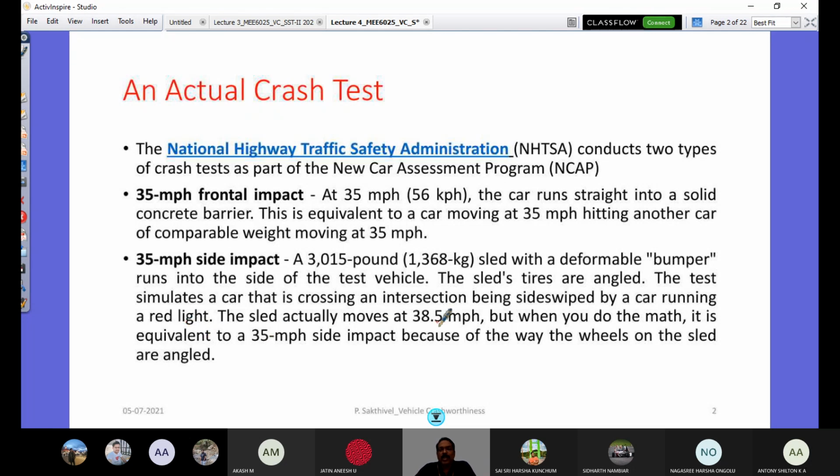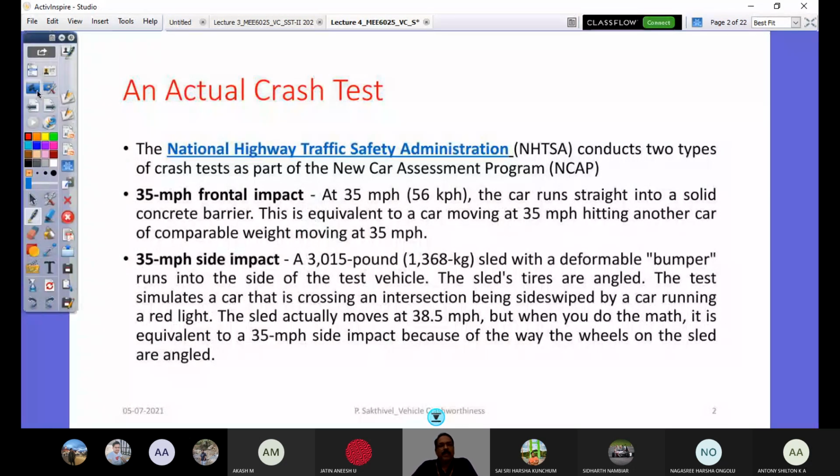The sled actually moves at 38.5 miles per hour, which is greater than 35 miles per hour. But when you do the math, because it's at an angle, the component at right angle to the test vehicle is equivalent to a 35 miles per hour side impact, because of the way the wheels on the sled are angled. So these are the two important tests carried out by the New Car Assessment Program administered by NHTSA. In today's class we will see the first test, the frontal impact test, in detail.